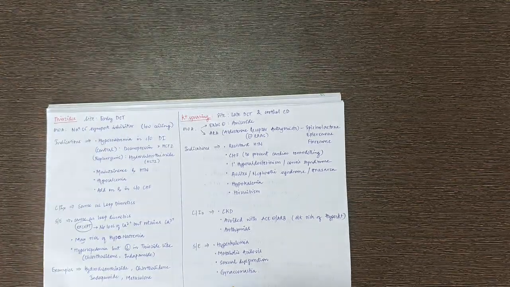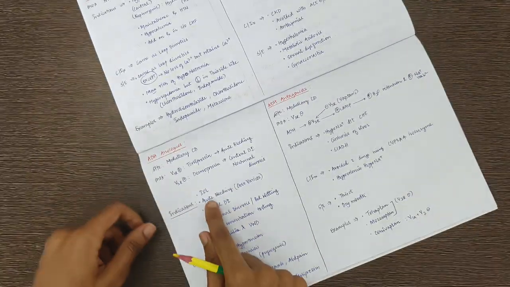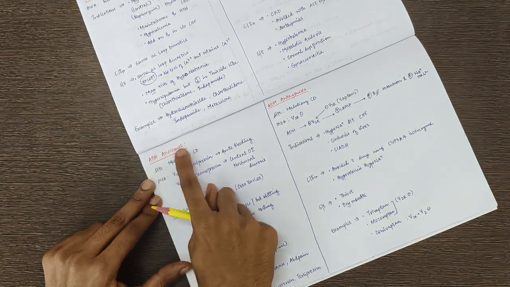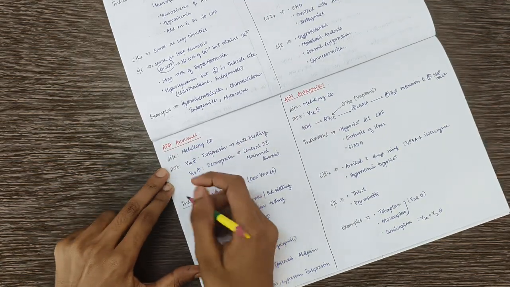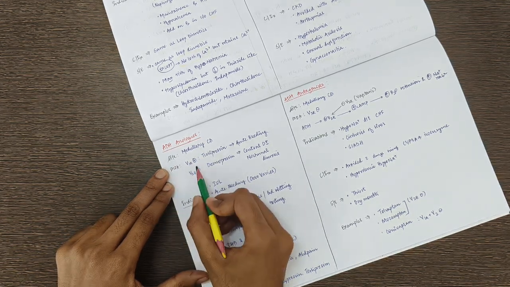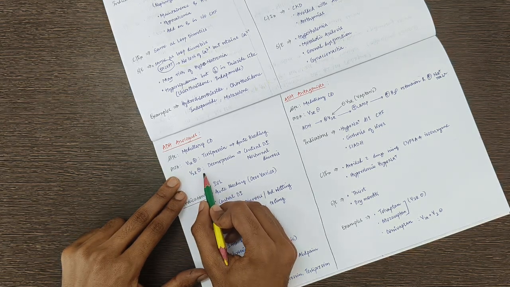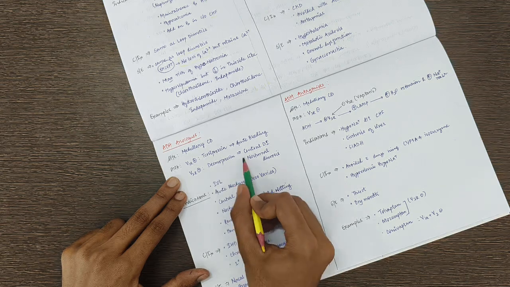The last part is antidiuretics. Now we are done with diuretics. Next we will move on to antidiuretics. In that there are two subunits, that is ADH analogs and ADH antagonists. First we will deal with ADH analogs. What is their site of action? Medullary collecting duct. What is their mechanism of action? V1 receptor agonist and V2 receptor agonist. For the V1 receptor it is terlipressin, for the V2 receptor it is desmopressin.